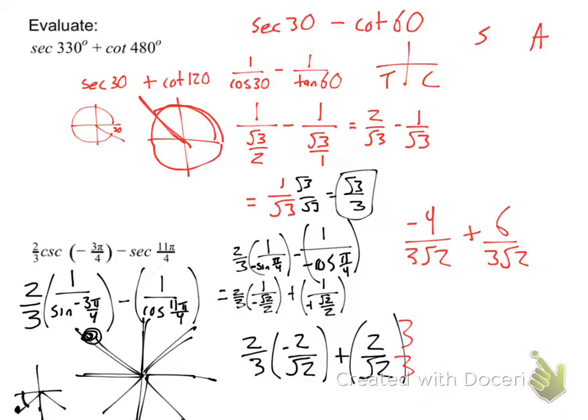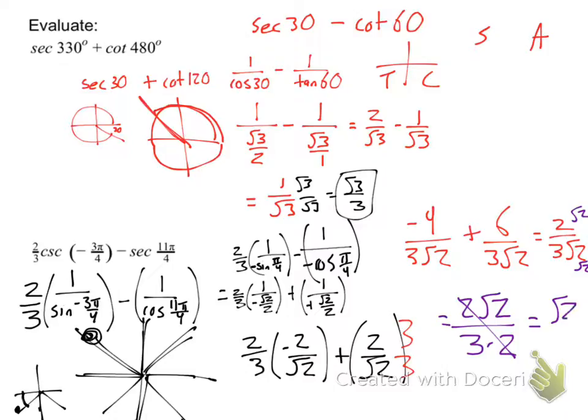And when I put those together, I end up with 2 over 3 square root 2. And multiply the top and bottom by square root of 2. I'm going to run out of room here, but square root of 2, square root of 2. And so, I end up with 2 square root of 2 over 3 times 2. Oh, wait, what happens with the 2's? Oh, they cancel. The 2's cancel. I get square root of 2 over 3.